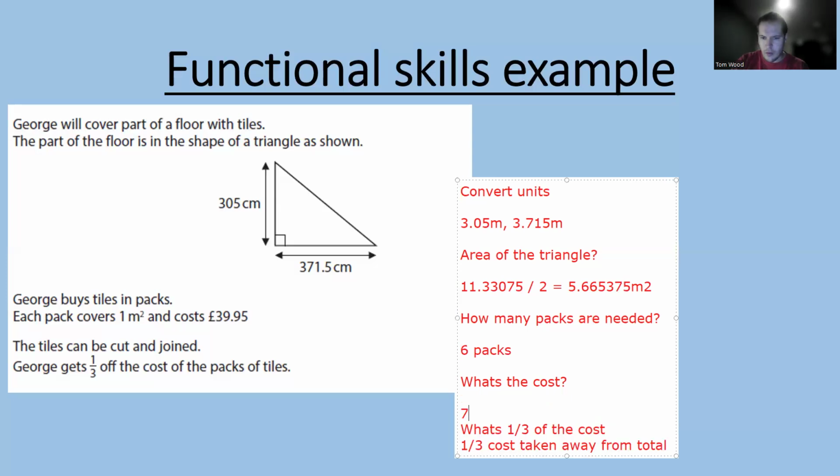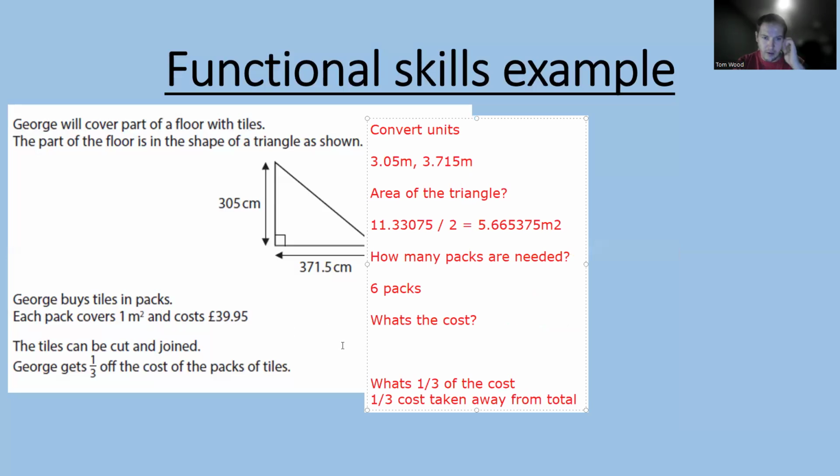Okay, so what's the total cost there then? So the total cost in this case, all we have to do, well, I need 6 lots of these, and each one is 39.95. So it's 39.95 multiplied by 6, and that's going to take us to our answer. So 6 times 39.95. That is going to be 239.7. Absolutely perfect. So at this point, we know the total cost.